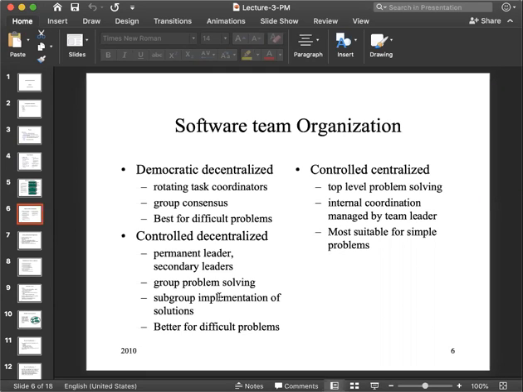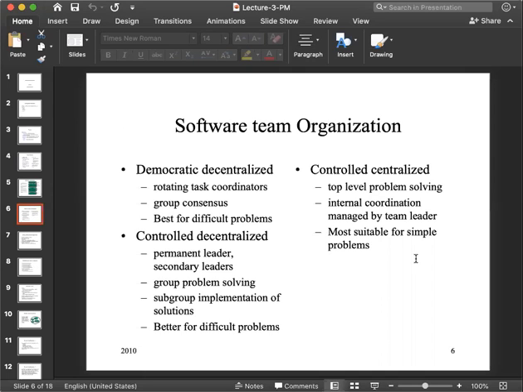The whole situation is divided between small groups solving their own problems and implementing their part. So this is a better solution, not the best one. And the last one is a situation which is called control centralization. It is control and it is centralization.